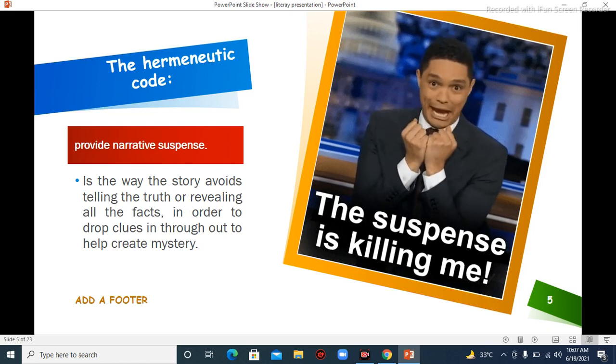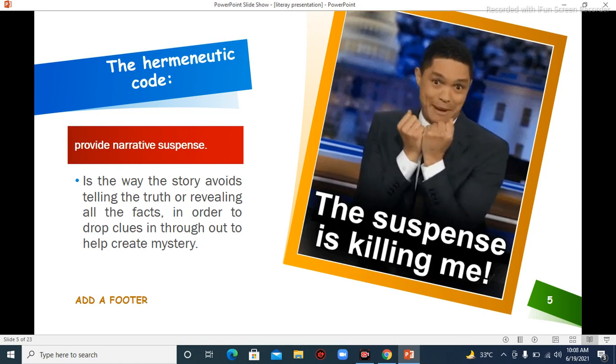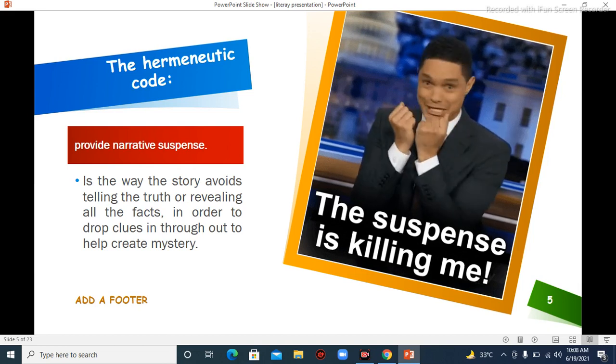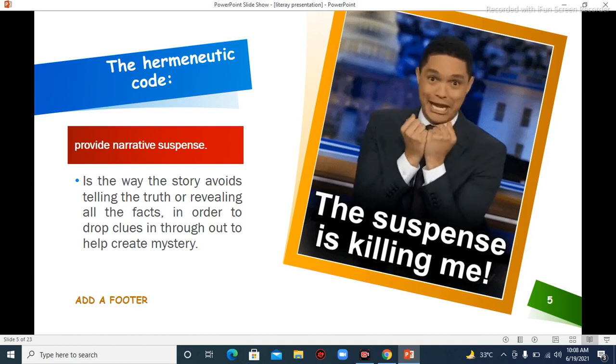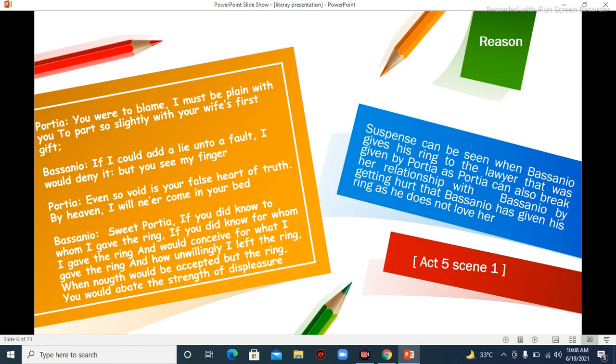What is the hermeneutic code? The hermeneutic code basically provides the story with suspense. It creates mystery in the story. For example, there was a rainy night, a man came, opened the door and killed someone. Then suspense arises as to why he has killed the person. What is the reason behind killing the person? This is what we call the hermeneutic code. Let's discuss its application on the Merchant of Venice.